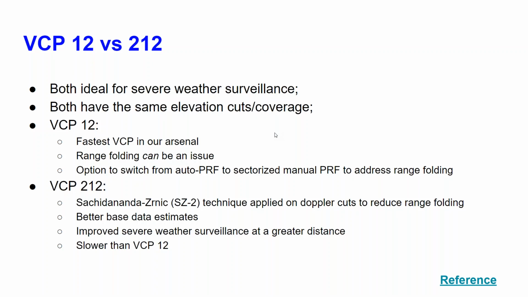There are some indications from the engineers that there's perhaps a little bit of a sacrifice in data quality, but it's not substantial. I don't really have anything to sink my teeth into to say that the data quality is bad. However, when you go to VCP 212, and pardon my inability to say the following two names, we're just going to call it the SZ-2 technique, that does lend to better data quality, especially on those Doppler cuts where they reduce range folding, and it's a better base data estimate. Again, I don't have anything really hard and fast, but it's a slower scan, and thereby has a little better base data estimates. But I don't want to tell people that VCP 12 data quality is bad. That's not true. It's just that 212 is a little bit better because the scan can be slower.